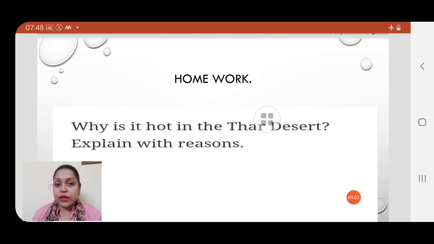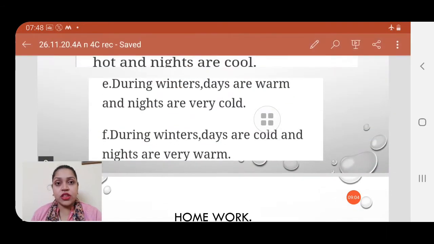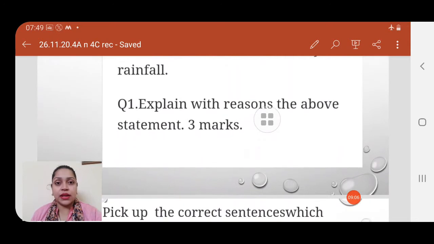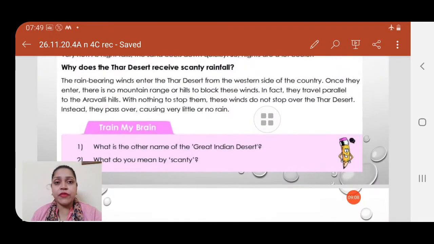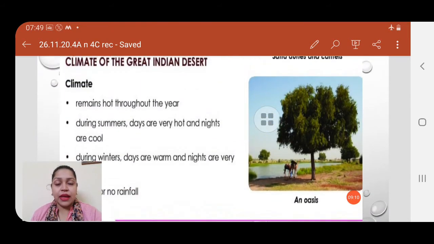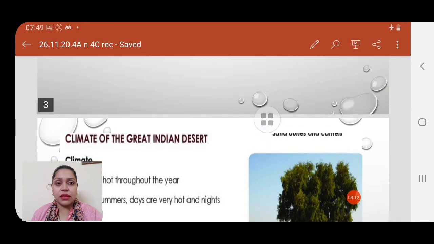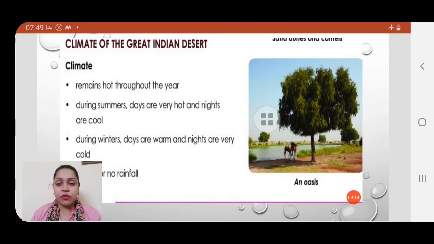So what did we do today? We did 3 very important topics. First we studied about the climate of the Great Indian Desert. What is the climate? It remains hot throughout the year. During summers, days are very hot and nights are cool. During winter, days are warm and nights are very cold. And lastly, there is scanty, that means little or no rainfall.